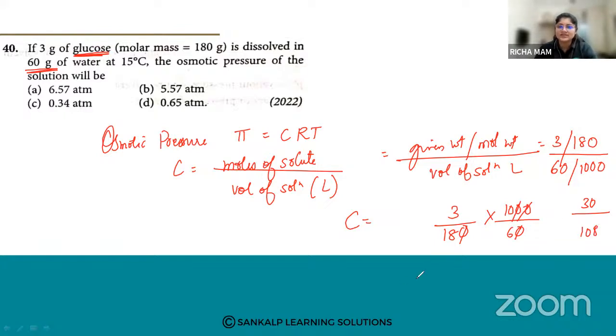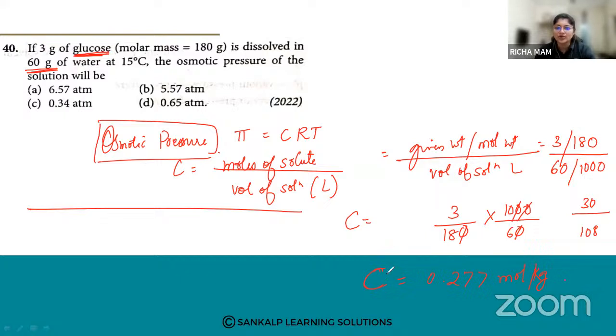So what is the answer? I got concentration as 0.277 mole per kg. Now, what they have asked is the osmotic pressure, so we have to find the value of pi here. We have got the concentration, 0.277. What is the R value? R value is 0.0821, into the temperature.